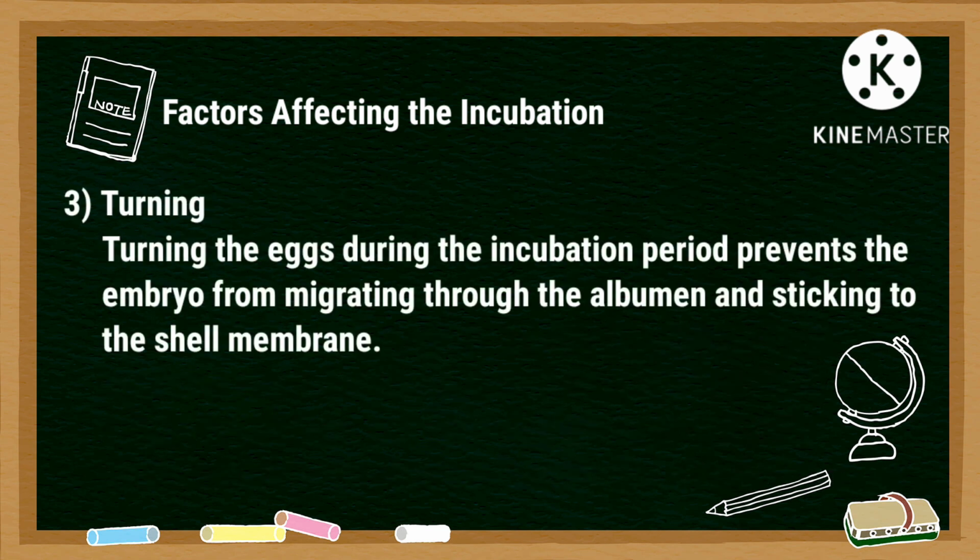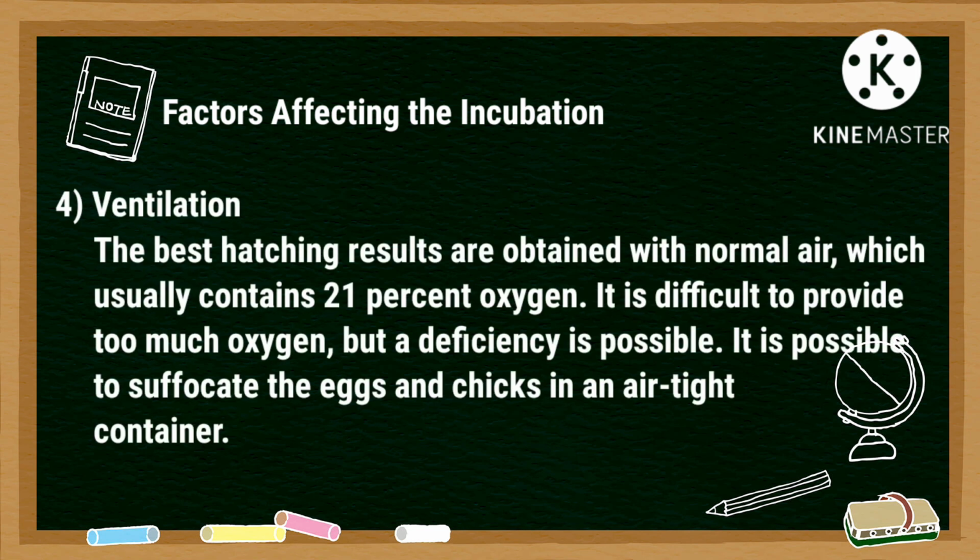And the third one is turning. Turning the eggs during the incubation period prevents the embryo from migrating through the albumen and sticking to the shell membrane. And lastly is ventilation. The best hatching results are obtained with normal air, which usually contains 21% oxygen. It is difficult to provide too much oxygen, but a deficiency is possible. It is possible to suffocate the eggs and chicks in an airtight container.